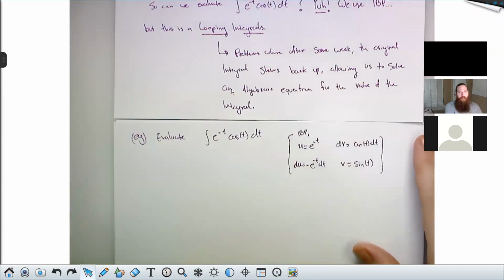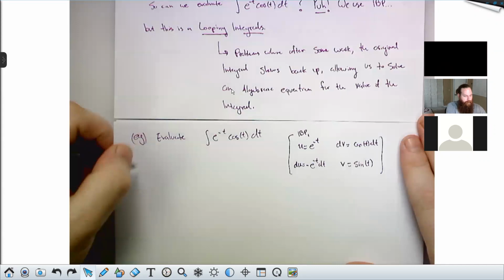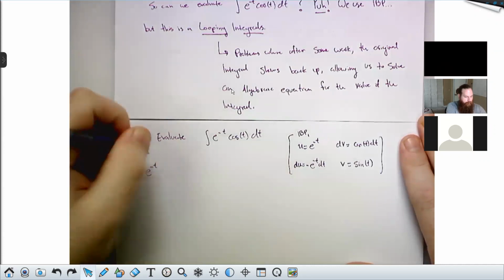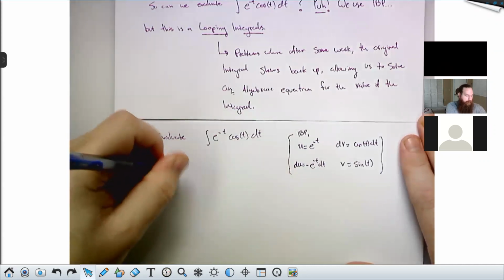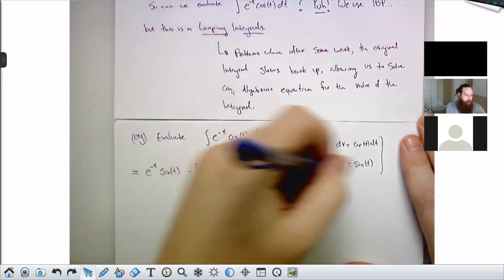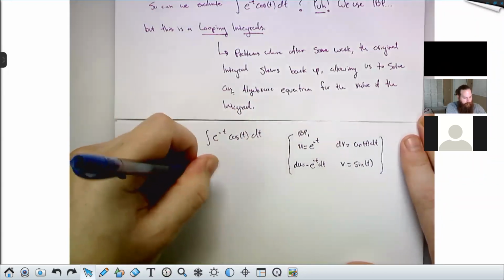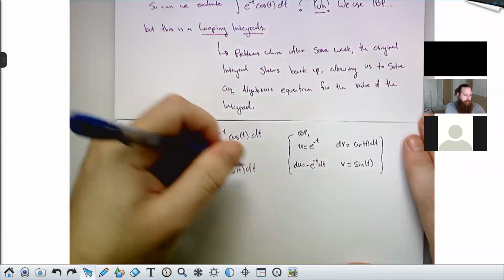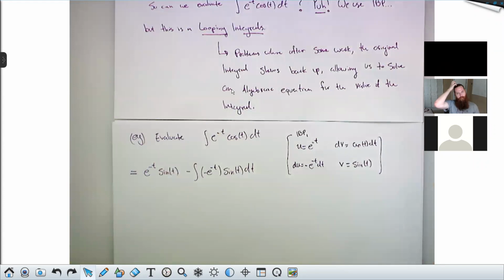And I'll call this IBP1 because I know I'm going to run IBP twice. According to integration by parts, my integral is equal to u times v minus the integral of v times du, which I will write as minus e to the minus t times sine t dt. I can pop this minus out and make that a plus.